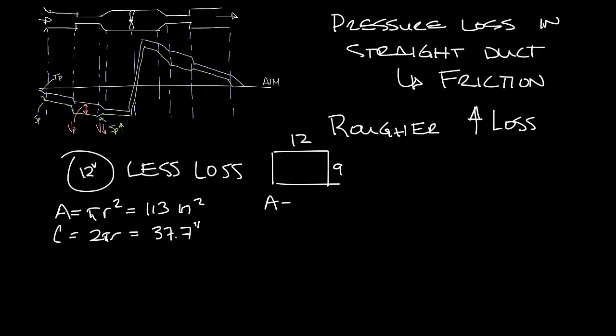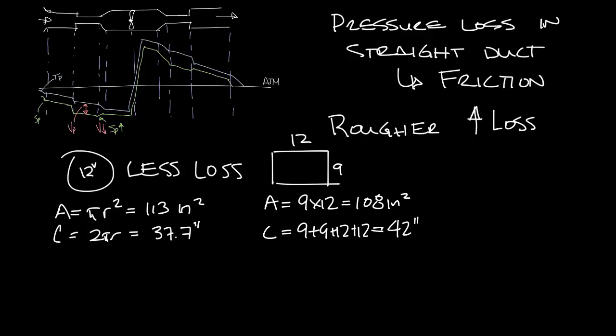Now if you look at the rectangular ductwork, the area is 9 times 12, which is 108 square inches, and the perimeter, which I guess I should have labeled P, is 9 plus 9 plus 12 plus 12, which is 42 inches. So you can see that there's a little less area in the 9x12 duct, but it has more surface area to interact with the air. So the closer to round or even square you can get, the lower the loss.